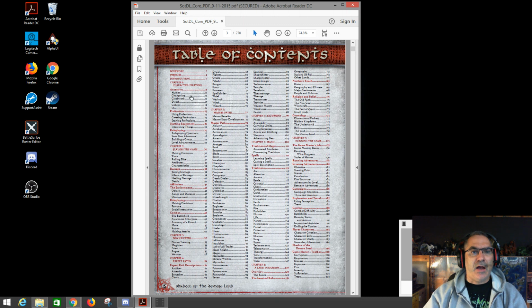Okay, so I'm going to ignore this first part here. Chapter 1 is character creation. And character creation starts with the section on ancestries. Now, ancestries is another term for what other RPGs call races. So you can see the ancestries or races that are introduced in the core rulebook are these.